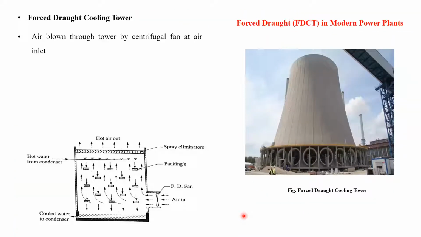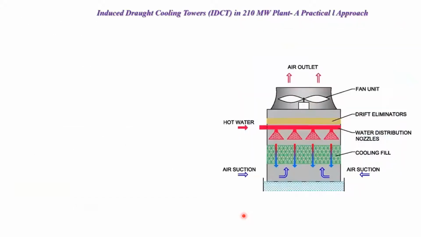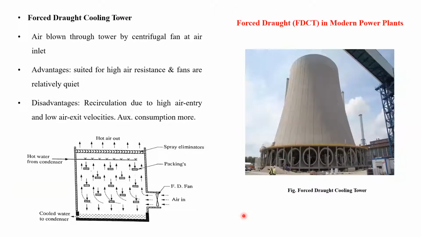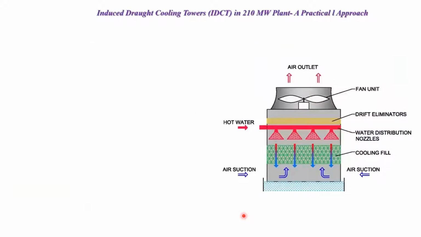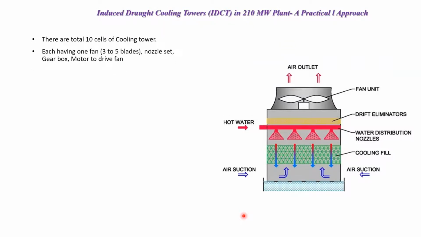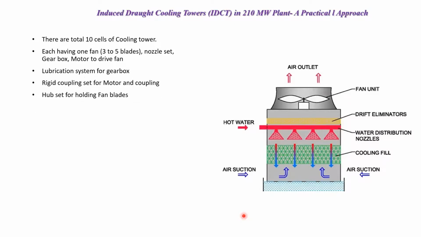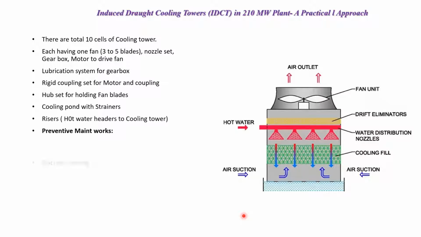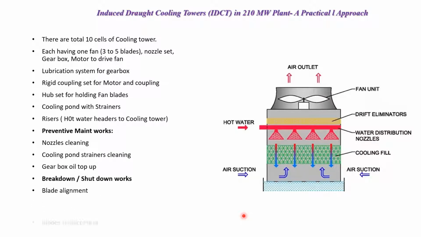Then we saw FD fans. In the FD fans we saw having a fan at the bottom, and merits and demerits. Then the induced draft plant, the last one we saw, in 210 megawatt, 10 cells are there, and the function of each, and what are the components and what work is being carried out in this induced draft system.